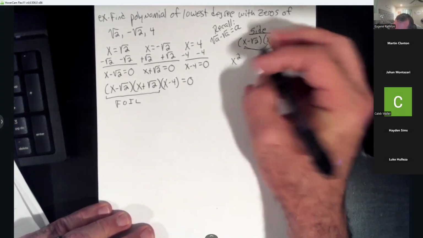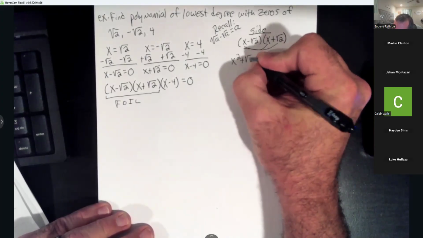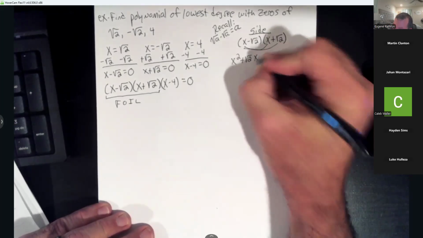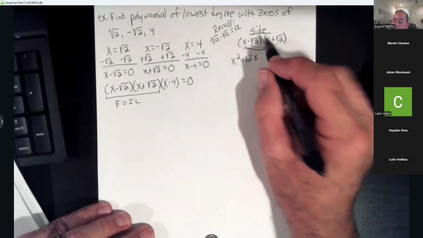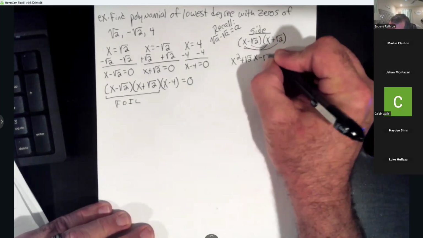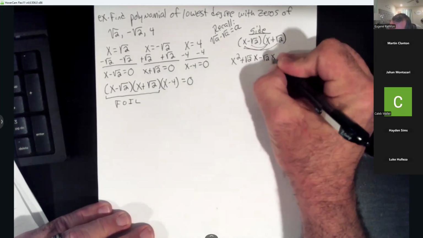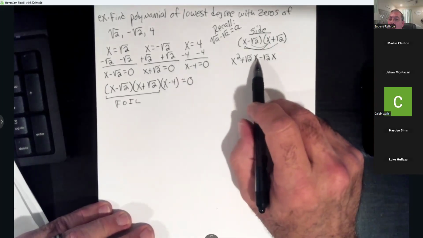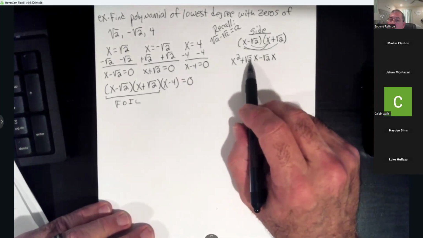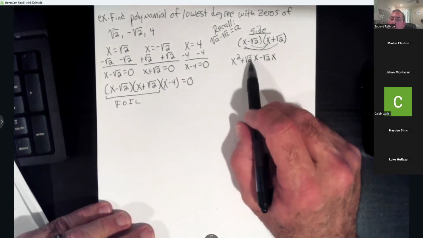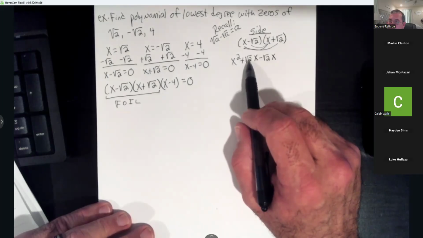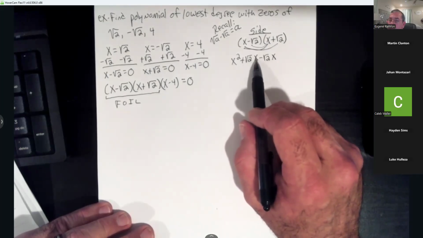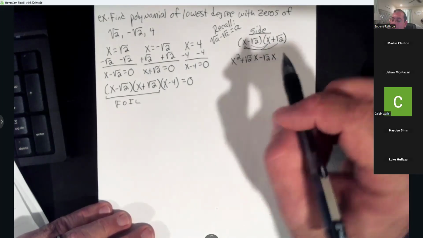X times square root of 2 is square root of 2 times x. Negative square root of 2 times x is negative square root of 2 times x. Notice, I'm not putting that x up under that radical. Numbers inside a radical can only multiply by numbers inside the radical, okay? So you've got to keep the x's to the outside.